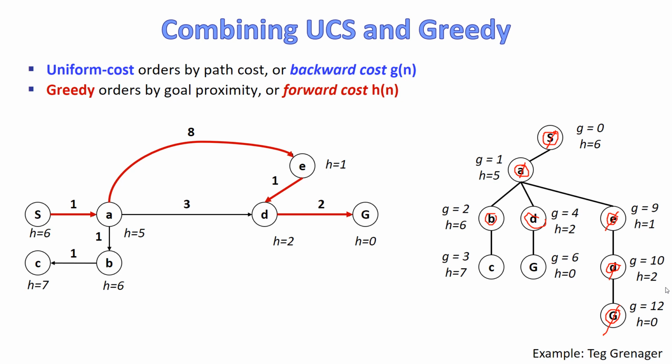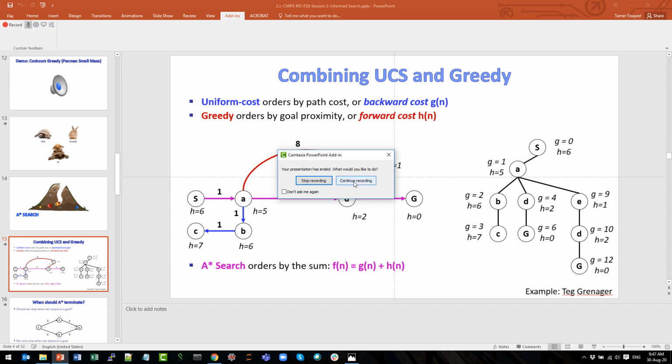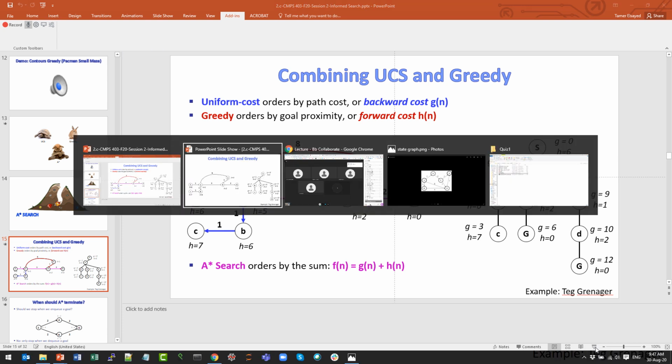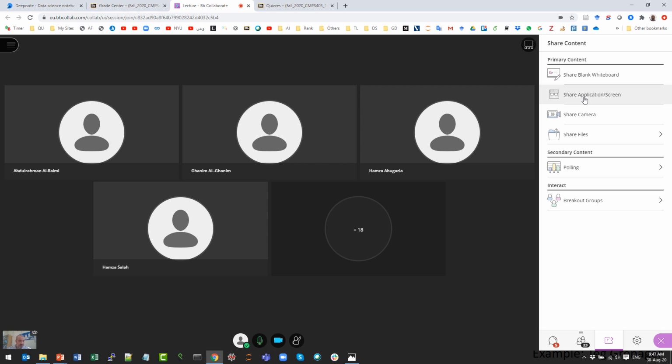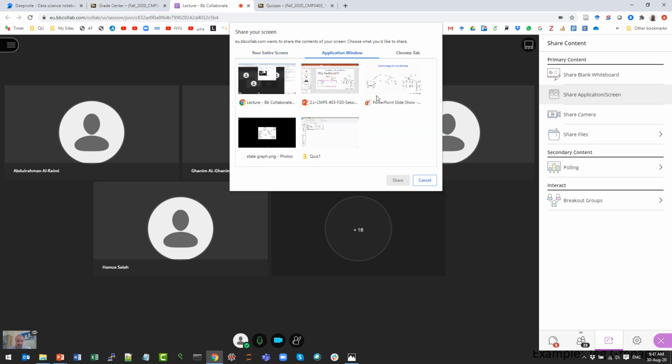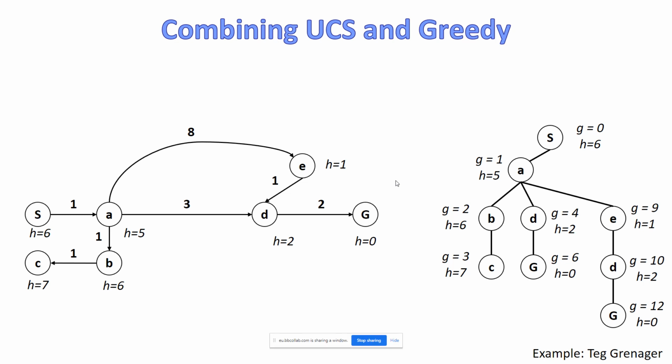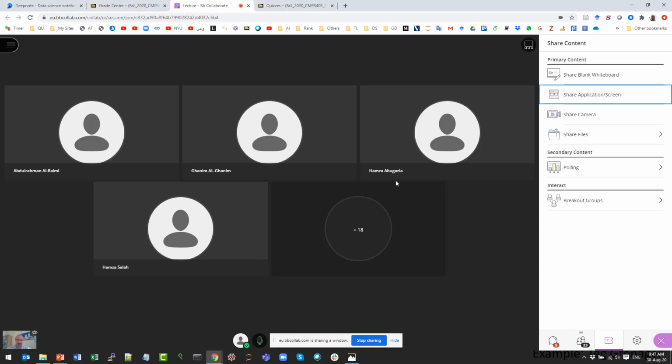Okay, now let's see how the A star search will work in this case. Sorry. Oops. Do you still see the... I think you don't see it now. Let me share again. Okay, I think you see it now.